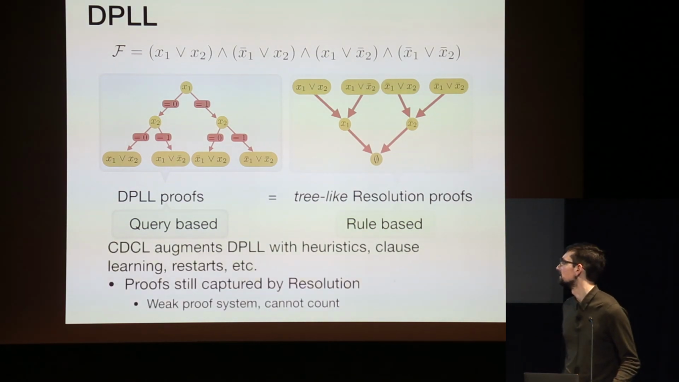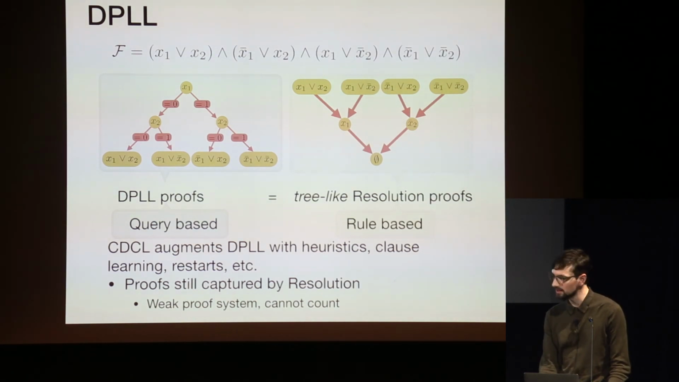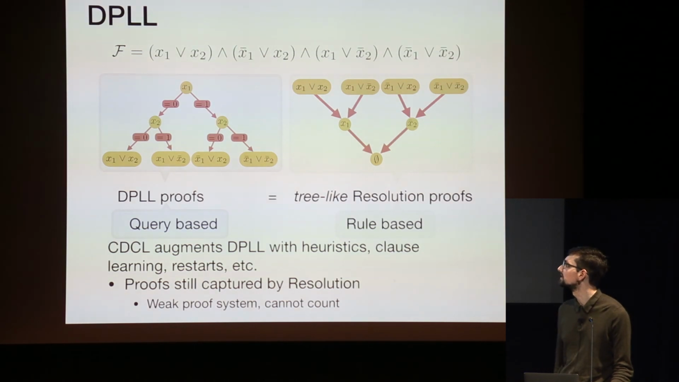Okay, so CDCL is in a similar position. Although it augments DPLL with a bunch of fancy heuristics, clause learning, random restarts, and more, the proofs it produces are still captured by the weak resolution proof system. Resolution is one of the weakest proof systems we study. For example, it can't even count, so we have exponential lower bounds on the size of proofs of a bunch of different counting principles. Counting is a pretty basic form of reasoning, and you'd think that this would severely limit DPLL-based algorithms.